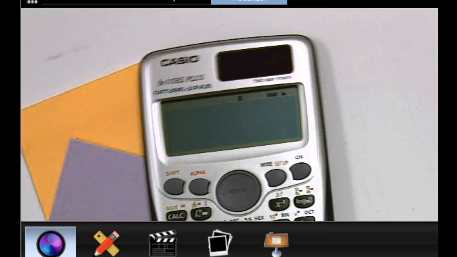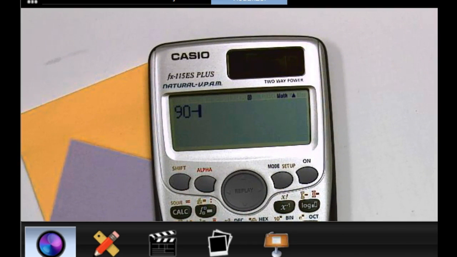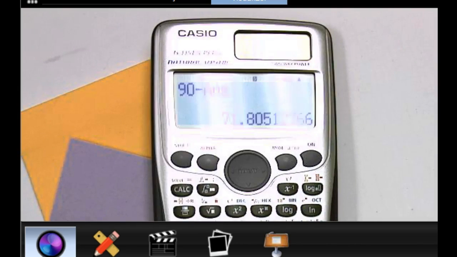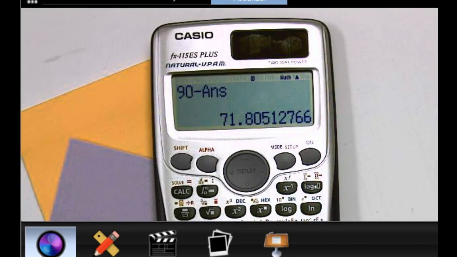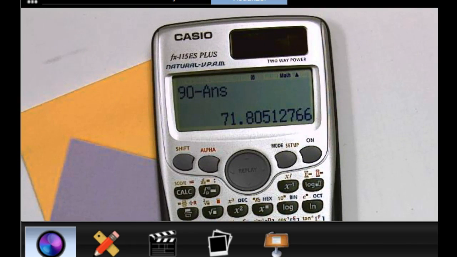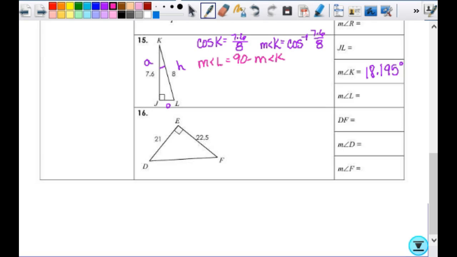Sorry. Hopefully it'll still work. 90 minus, we'll see, answer. I don't know why I hit that button instead of equals all the time. Yeah, there we go. 71.805. Okay. So make sure you understand how to use these things to your advantage. We're good. Okay, so now, to find the length of JL, can I use trig?